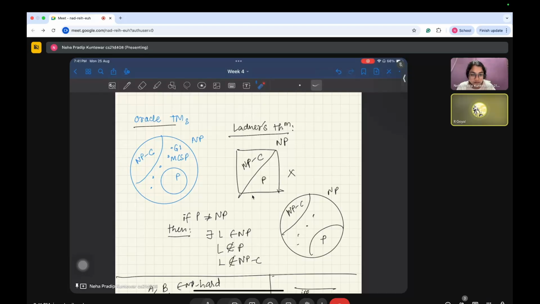Ladner's theorem probably only says that if P is not equal to NP, then there would be a hierarchy among the NP class problems as well, and there would be NP class problems which are not NP complete. And last time you discussed graph isomorphism and whether a number is prime. All these problems are there in this region, and you call them NP intermediate problems.